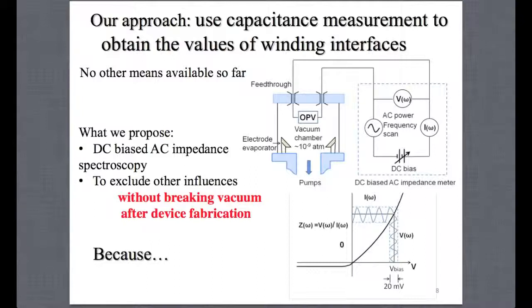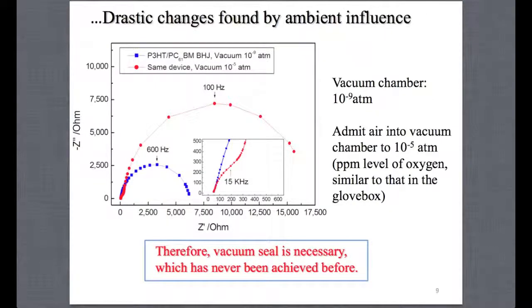Capacitance measurement was done by frequency scan under DC bias voltage, and the samples were put into a vacuum chamber, and the measurements were done directly after device fabrication without breaking the vacuum. That is because when we purposely admit a small amount of air into the vacuum chamber to raise the vacuum pressure from 10 to the power of -9 to 10 to the power of -5, we found that the impedance data has changed a lot, and therefore vacuum seal is necessary, which has never been reported before.